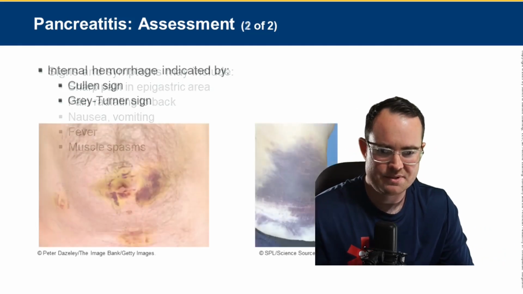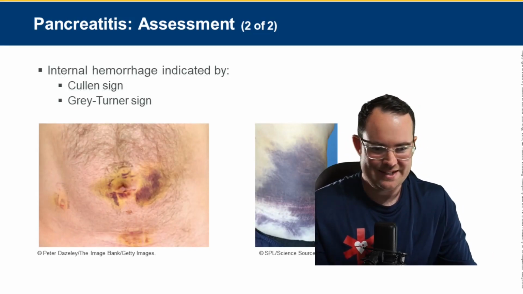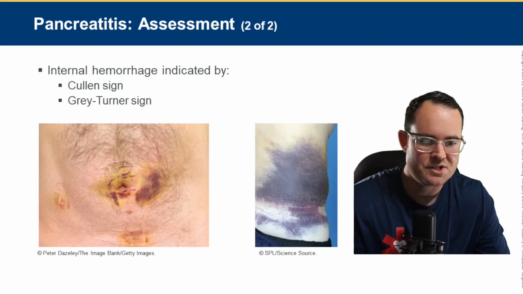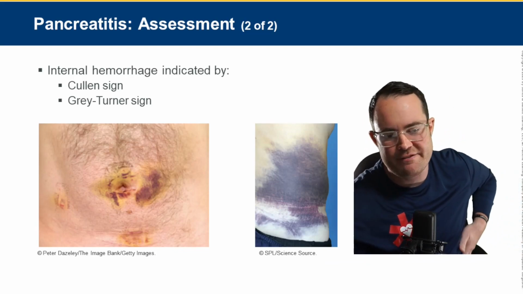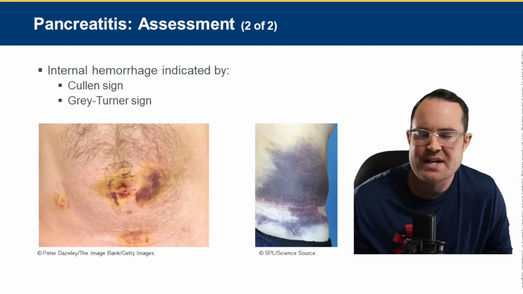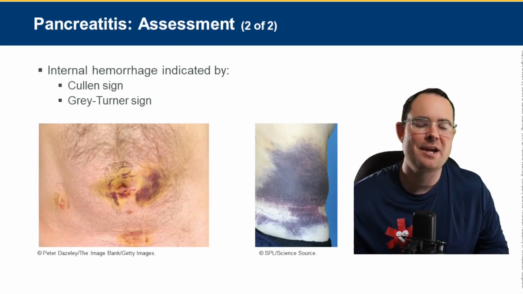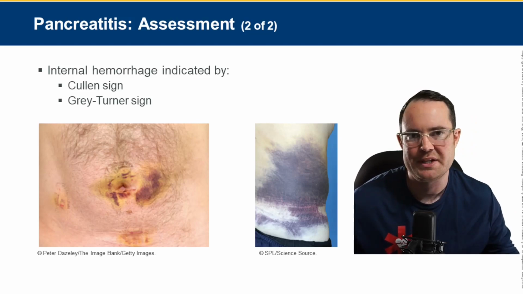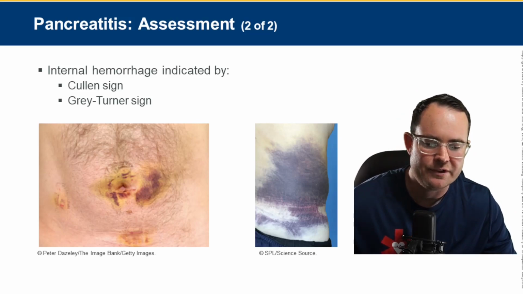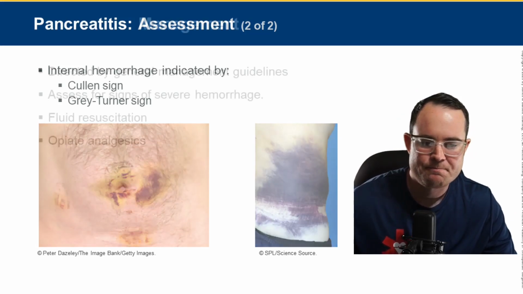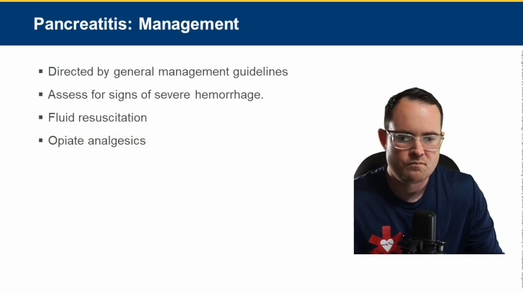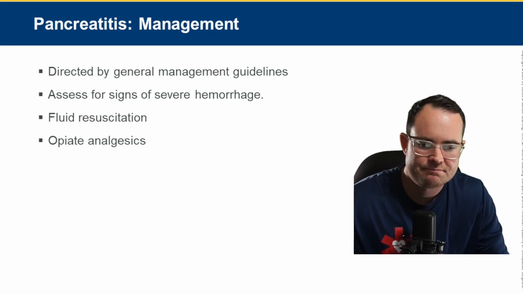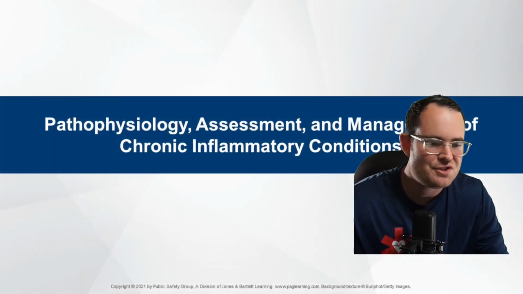Fever, muscle spasms. Love to see this. Cullen sign around the umbilicus, Grey Turner signs along the flanks of the patient. Most test questions that I do see where pancreatitis is the answer, the patient usually has some sort of internal bleed going on. Okay, so be mindful when reading these types of questions. Fluid resuscitation, analgesics, same stuff.